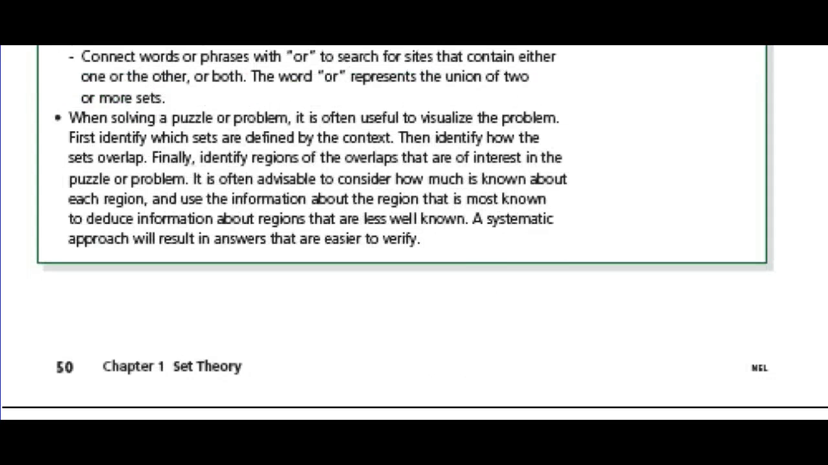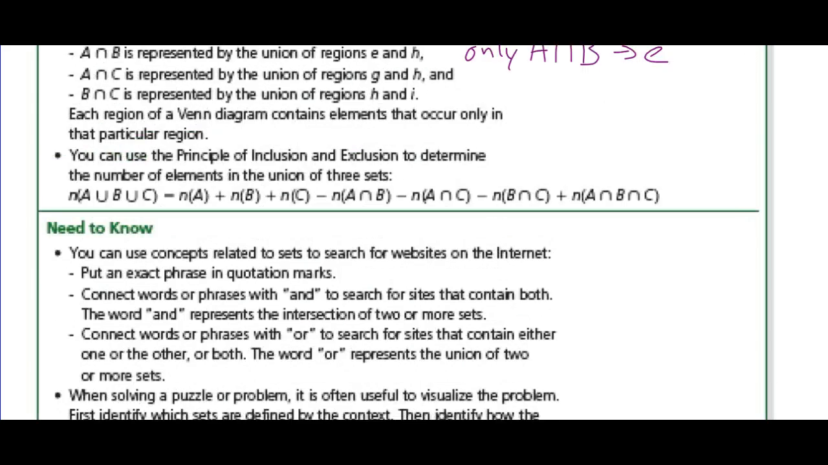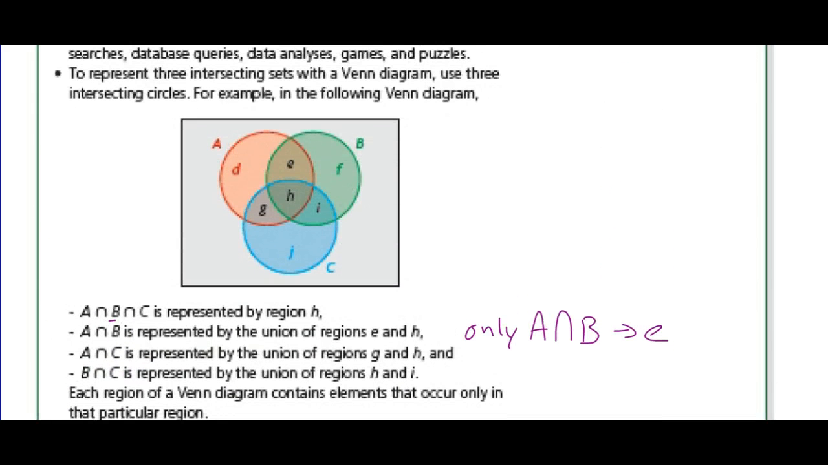When solving a puzzle or problem, it's often wise to visualize the problem, identify which sets are defined by the context, then identify how the sets overlap. Finally, identify regions of overlap that are of interest. Okay, big takeaway. If we just use the word and, A and B, we are talking about these two. Only A and B, we're just talking about this, right? So you could think of it as A and B, but not C. So we could write that A and B, not C.